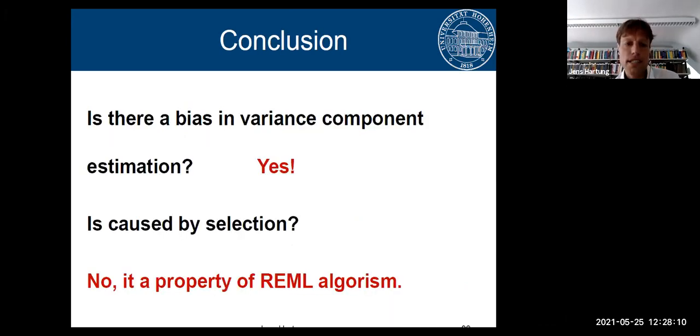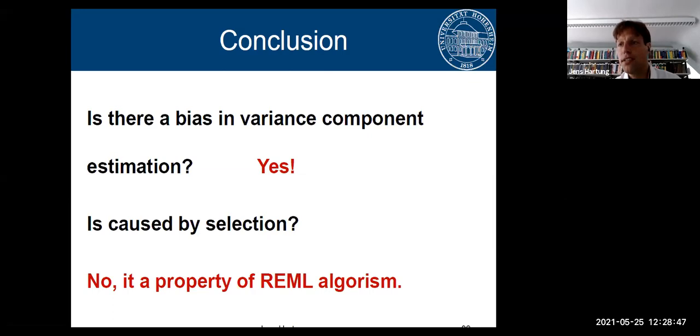For this, I want to make a conclusion in the end. I just want to ask my original questions. Is there a bias in variance component estimates? In contrast to our paper in 2006, I have to say, yes, there is. We did not see this at that time because our genetic variance components were not so small, and the dropout was not so large, so we didn't see this.